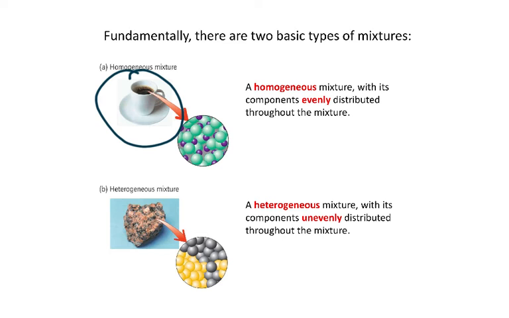In contrast to that, a heterogeneous mixture is unevenly distributed throughout the mixture. So here's an example of, I think, a piece of granite. And even just looking at it, you can clearly see that there are different sections, right? Like if you were to take a chunk off of this corner and a chunk off of this corner, they would not have the same distribution of parts.